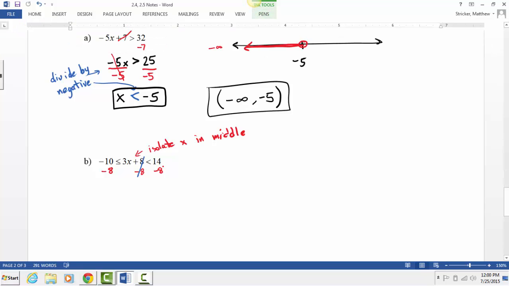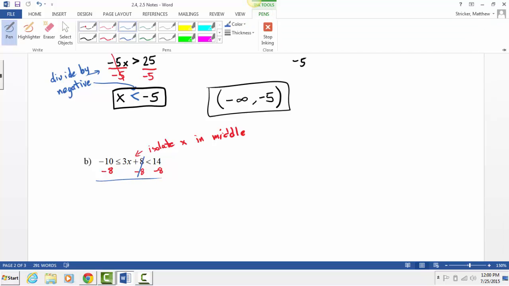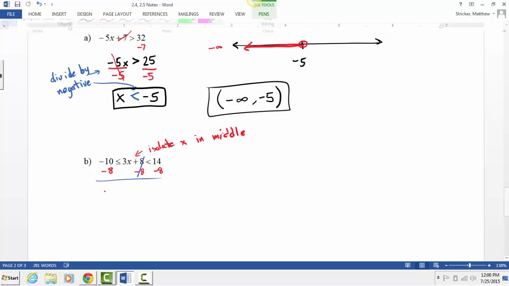So cancel there. Negative 10 plus a negative 8 is a negative 18. It's a negative 18. 3x is in the middle, and 6 on the right. We could divide everything by 3. We got to divide by 3 to get x by itself, but if I divide the middle by 3, I have to divide the left and right by 3. So doing that, negative 18 divided by 3 is negative 6, is less than x, is less than 6 divided by 3, which is 2.